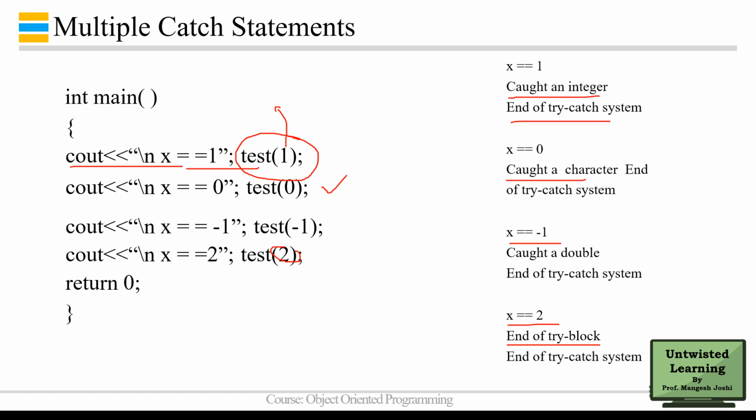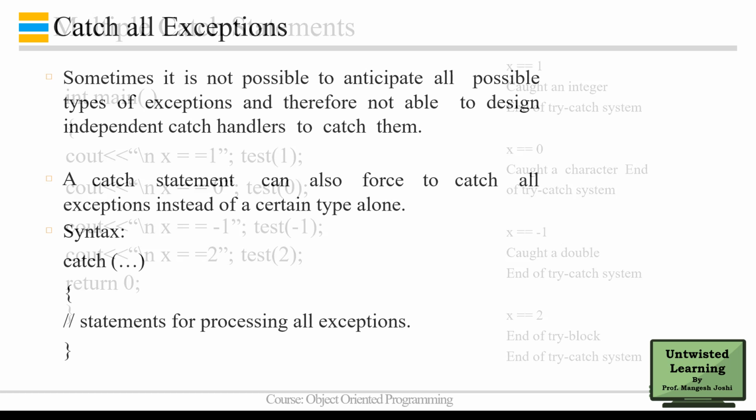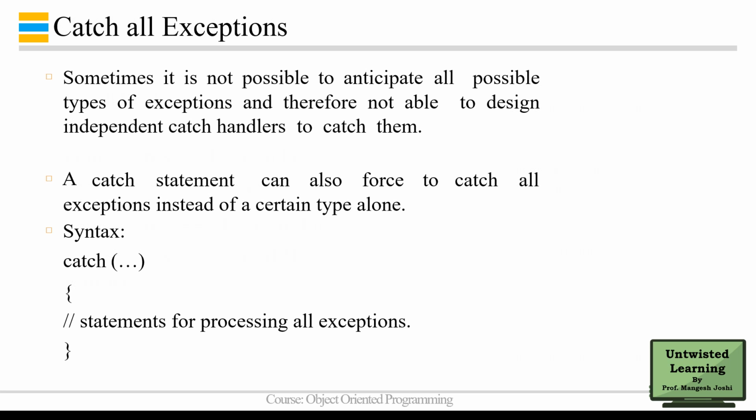So in this way multiple catch statements you can write. Now you can catch all exceptions at a time also. Sometimes it is not possible to anticipate all possible types of exceptions and therefore not able to design the independent catch handlers to catch them, right? So in that case you can use catch all exceptions. The catch statement can also be forced to catch all the exceptions instead of a certain type alone.